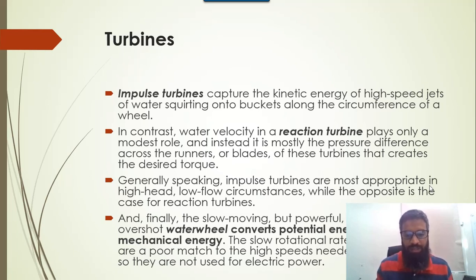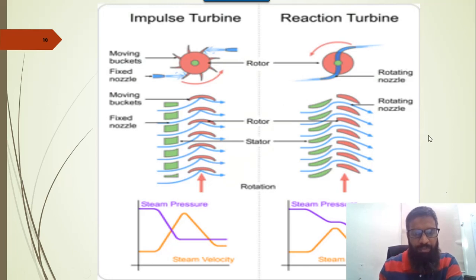And finally, for slow moving but powerful traditional overshoot, we use a water wheel to convert potential energy into mechanical energy. So this is a basic figure of the impulse turbine. If you see, there are two nozzles with certain pressure. They push the turbine wheel, and the turbine will start rotating.